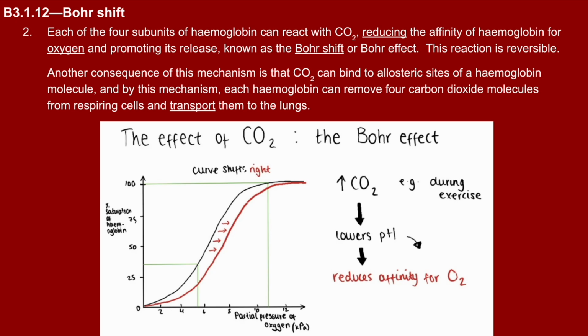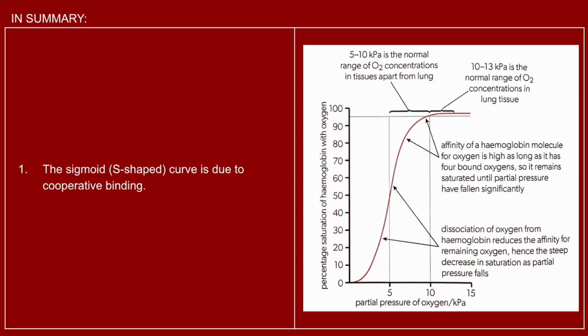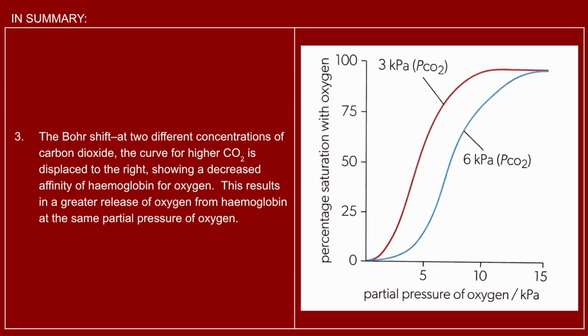All right, this is just another summary then of those three important things. You should be able to describe that S curve that's due to cooperative binding. You should be able to talk about the S curve for fetal hemoglobin being further to the left, indicating an increased affinity for oxygen so that oxygen travels from mother to fetus. And lastly, the Bohr shift.